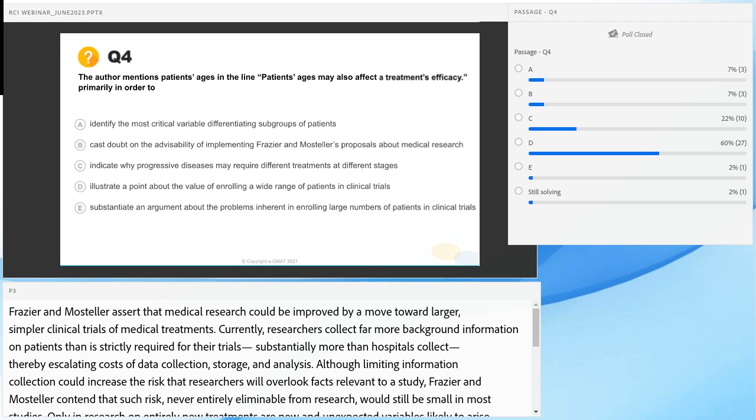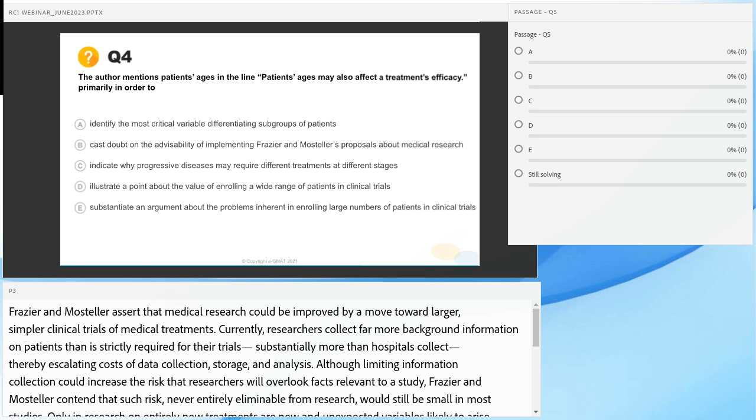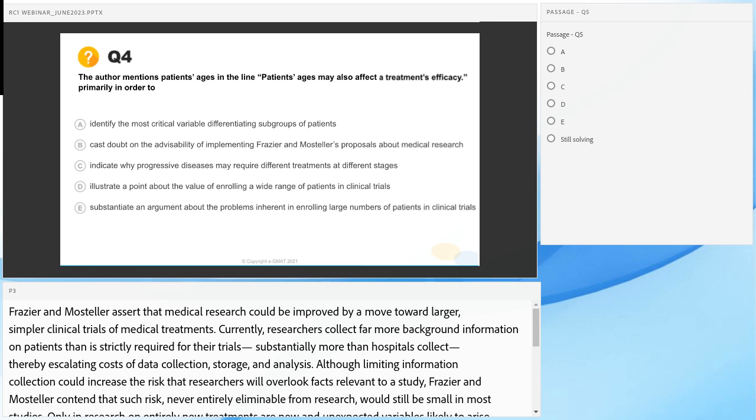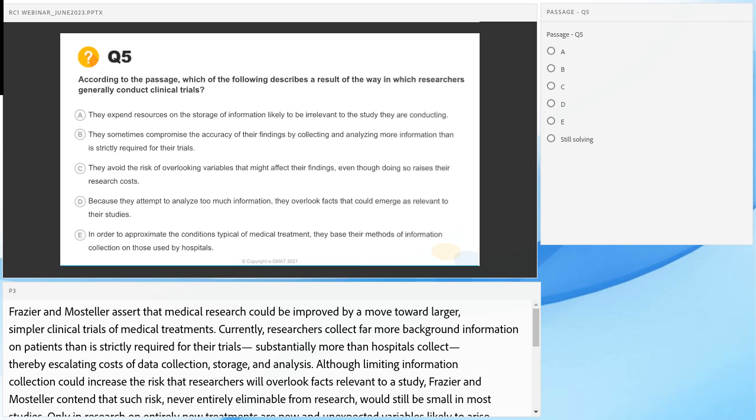And with that, we're going to come to the last question, and then we're going to discuss this passage. That is the last question. You guys know the drill now. Okay, let me remove broadcast results. Here is the last question.